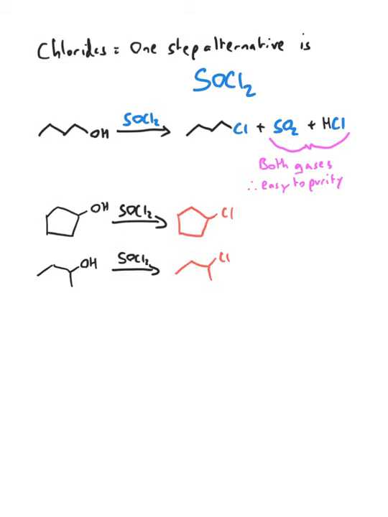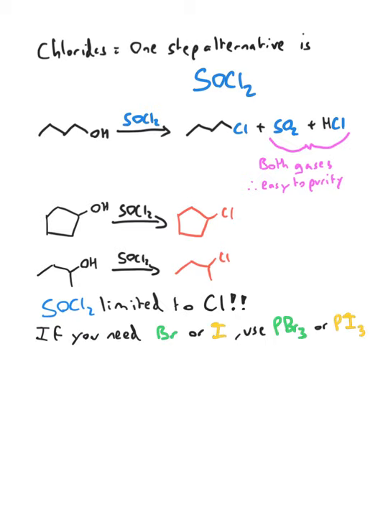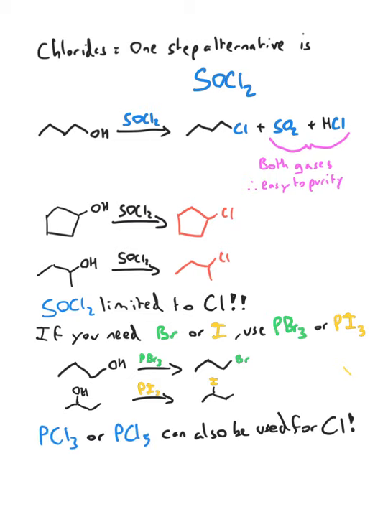Now, thionyl chloride is limited to the chloride. So if you need a bromide or an iodide instead, we need to use PBr₃ or PI₃, as seen here. Note that PCl₃ or PCl₅ can also be used for chlorides, but thionyl chloride is preferred because of those gaseous side products.